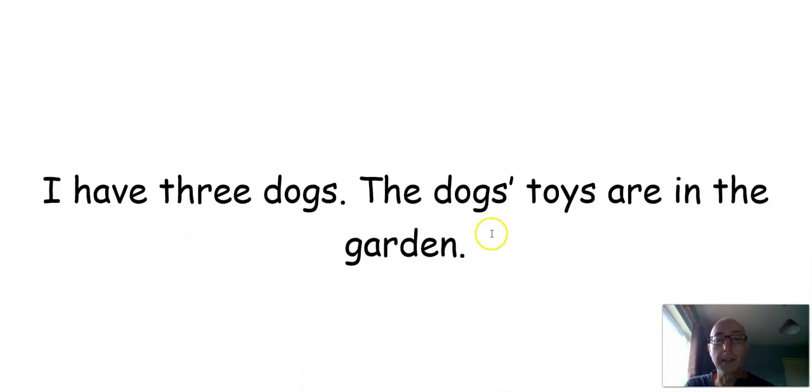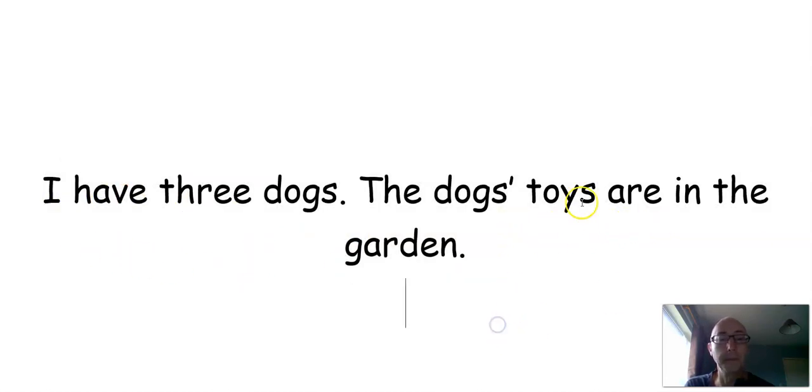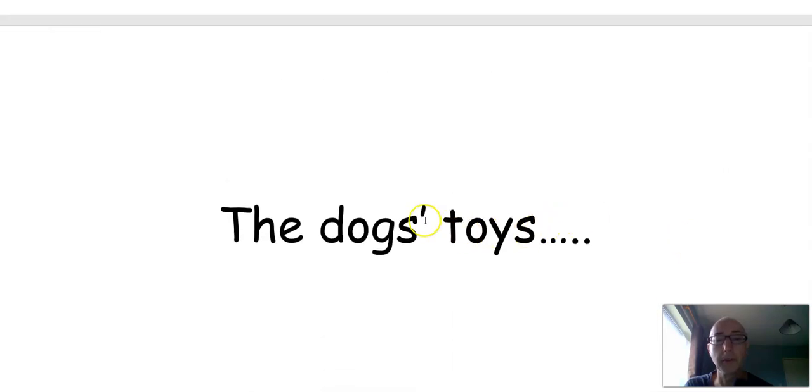So let's do some practice. Oh well, let's look at some examples first. I have three dogs. The dogs' toys are in the garden. The dogs' toys. The toys belong to the dogs. There's more than one dog, so we put the S, we put the apostrophe after the S. The dogs' toys, there you can see it.